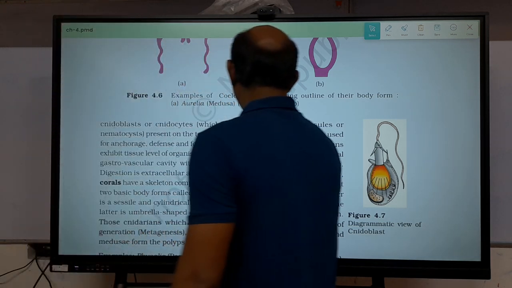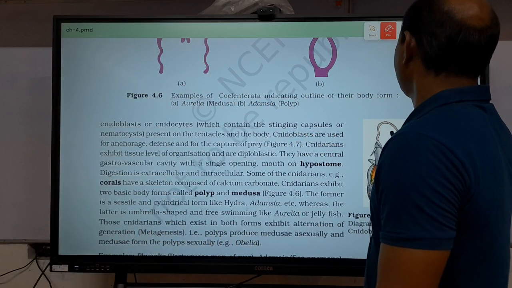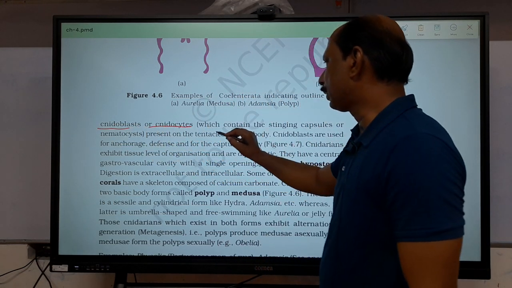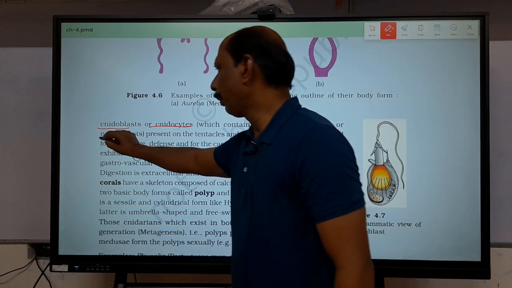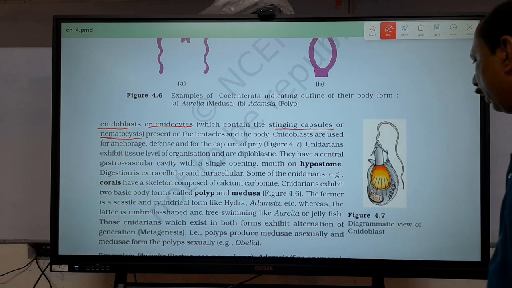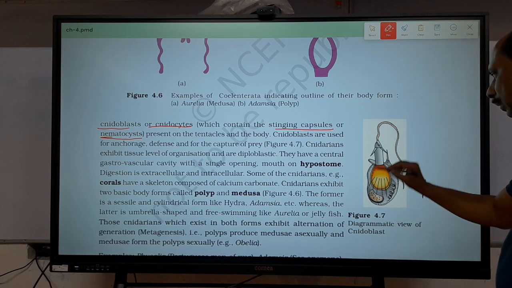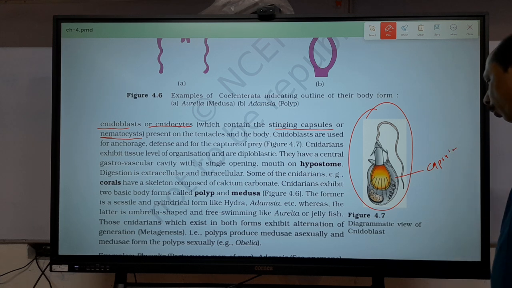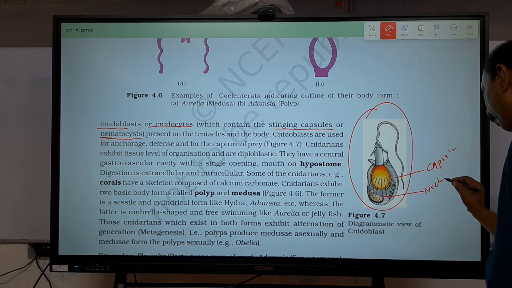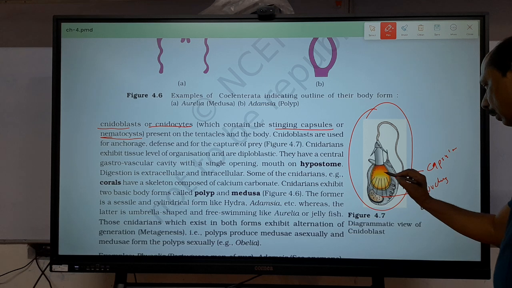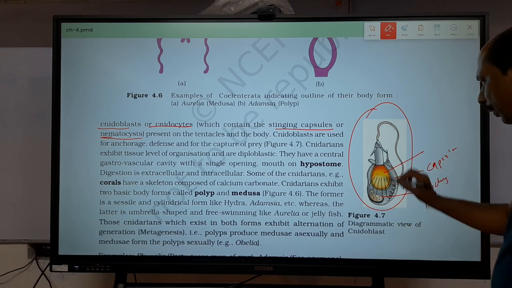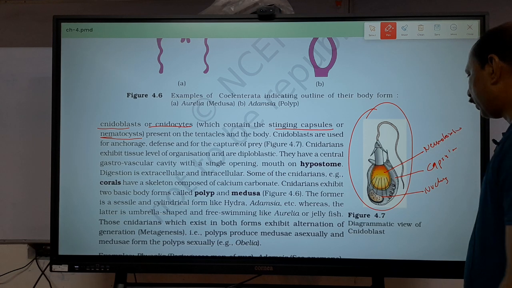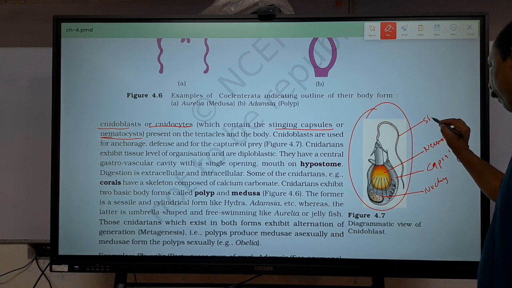Cnidoblasts and cnidocytes contain the stinging capsule, or nematocyst. Nematocyst means stinging capsule. Look here, this one is the cnidoblast cell, this one is the capsule, this one is the body, this one is the nucleus, right? In the capsule there is a poison. Which poison? Neurotoxic poison. This one is a sting.